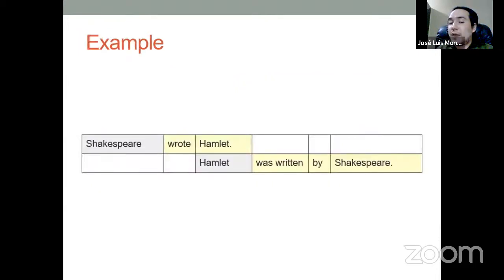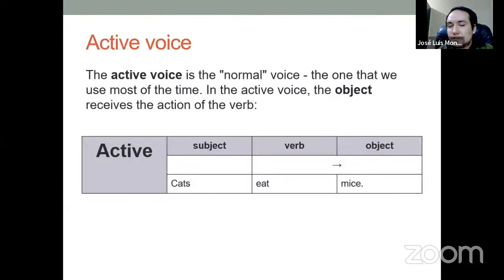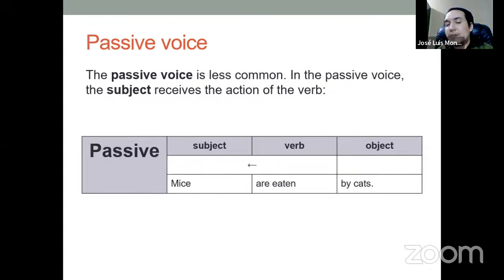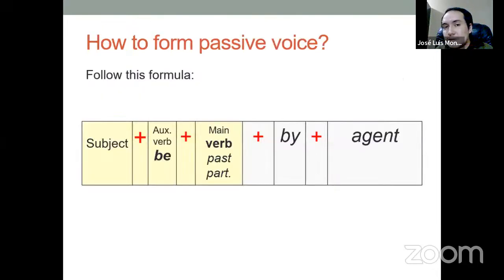So Shakespeare wrote Hamlet. Hamlet was written by Shakespeare. Always we have to check the object that is now the subject, the verb to be in the tense that we are in, the main verb in the past participle, and the agent. We have everything, right? So active, you have the subject, the verb that is performing, and the object that is receiving the action. In passive, you have the object that now is the subject, the verb that tells about what the subject is receiving now, and the object that is the agent that was previously the subject. The formula that I mentioned before.